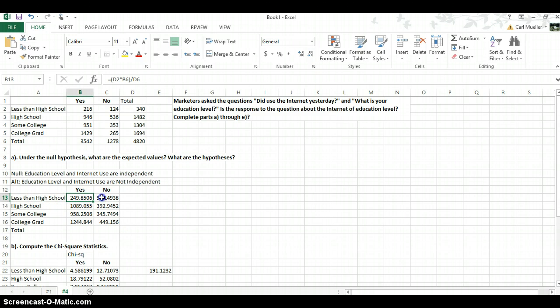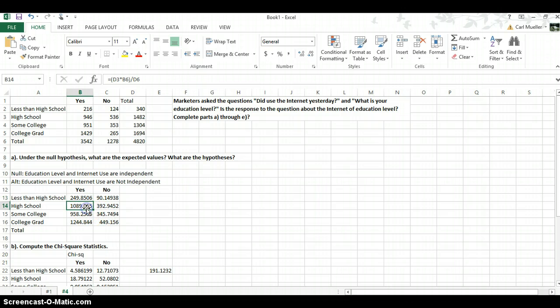And you can see here what we're doing with the expected values, because that's the other part of our question. Just like we've done before, we're taking the total of the row. So for instance, this is less than high school. We answered yes. What's the expected value? The total of the row, which is D2 right here, divided by the total of the responses for yes, which is right here, divided by the grand total, which is D6. So D2 times B6 divided by D6.